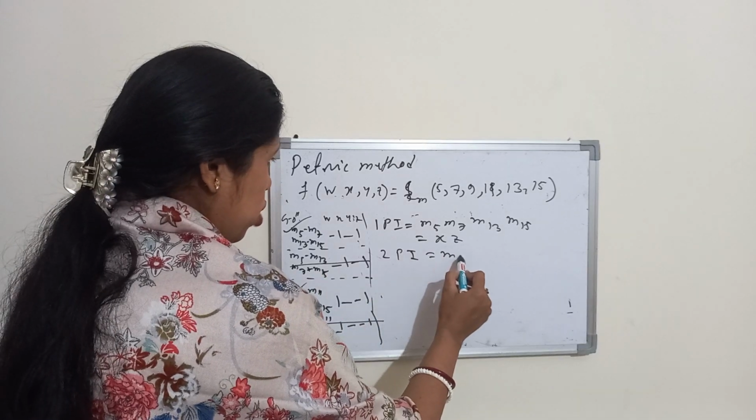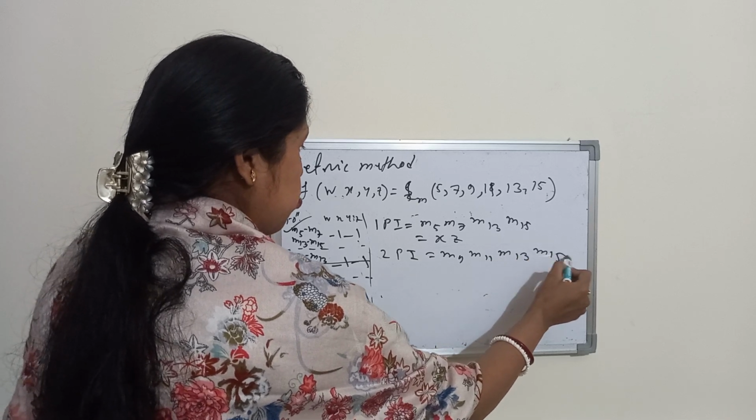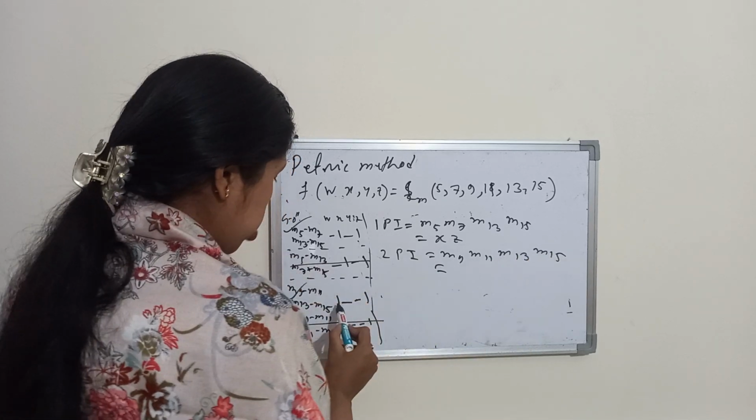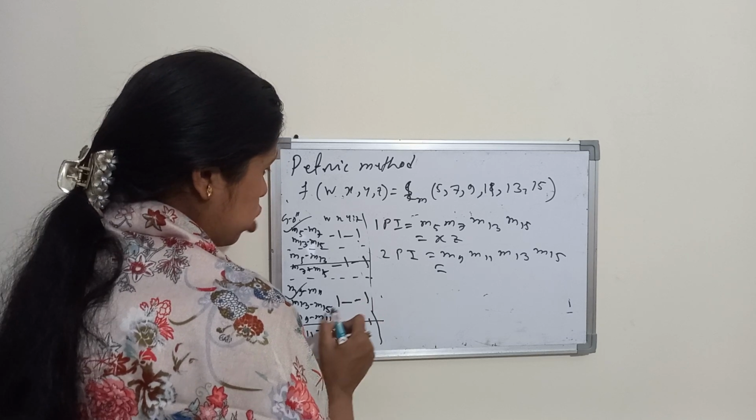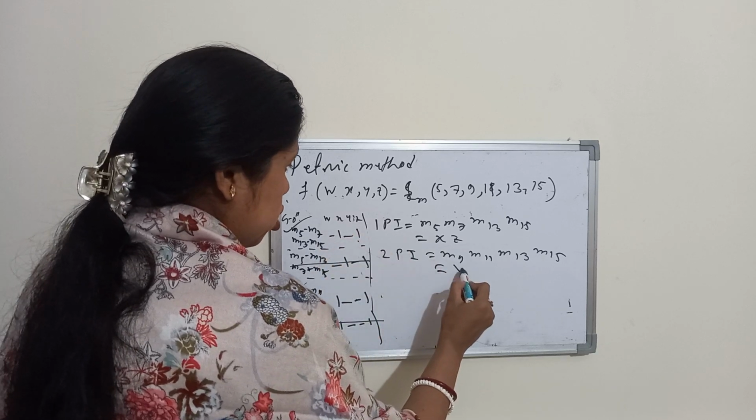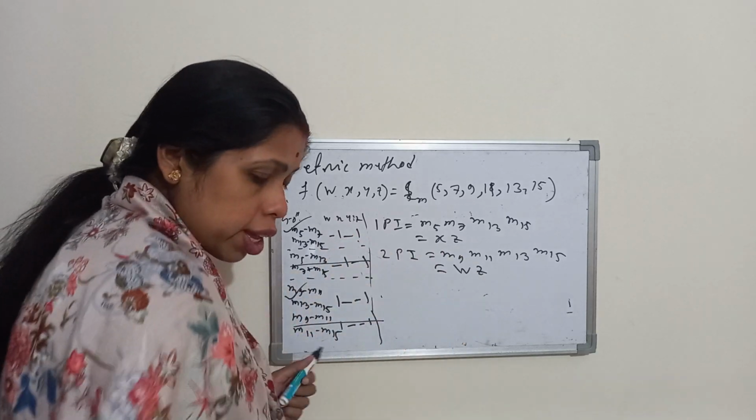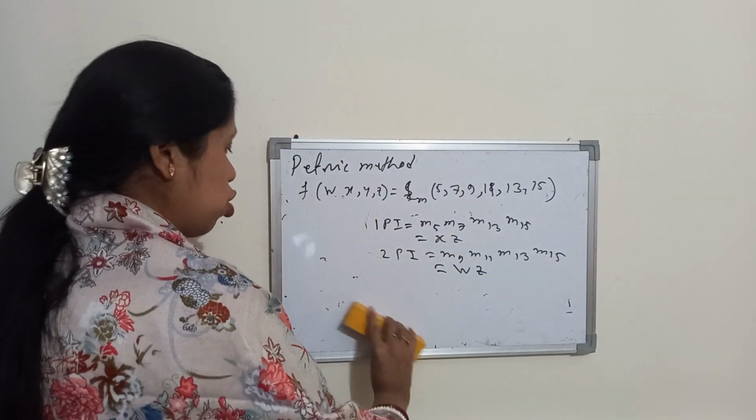Here it is M9, M11, M13, M15. Okay. So here you can see these two are dashes. Okay, I cannot include these two terms. Now it is 1, 1. WZ. Okay, these two are my prime implicants. Now I will draw a chart. Okay, chart I will draw.